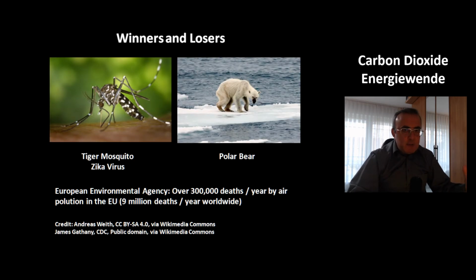The climate crisis produces winners and losers. One of the winners is the tiger mosquito. Just a few decades ago, the tiger mosquito had no chance of surviving in Germany because it was not hot enough. But now it is established. And the tiger mosquito is known as a carrier of the Zika virus, and that's bad news.